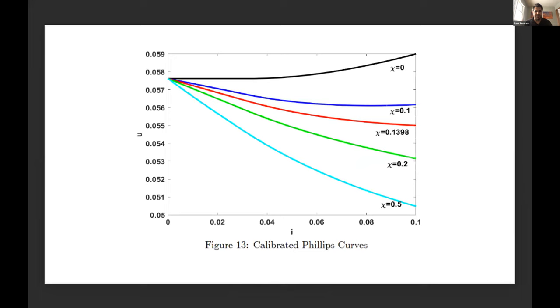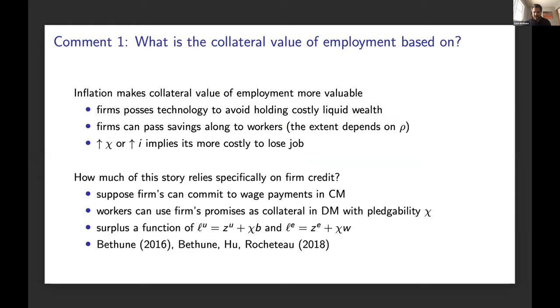Okay, so I want to make three comments on the paper. The first comment is more of an observation, and I think it's a better way to frame the real story of what you're doing. I think the mechanism at the end of the day is really about the collateral value of employment, the credit value of having a job versus not having a job. Firms possess this technology: they can use their capital as collateral to avoid the inflation tax.